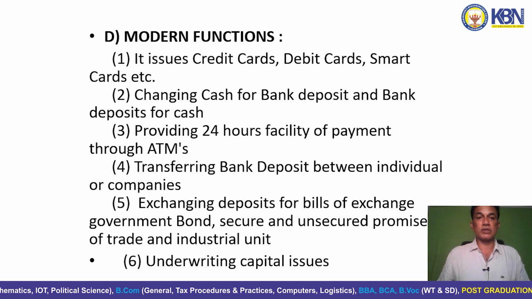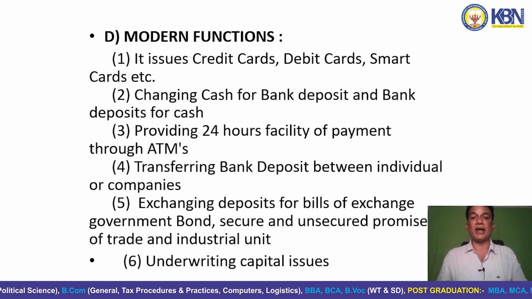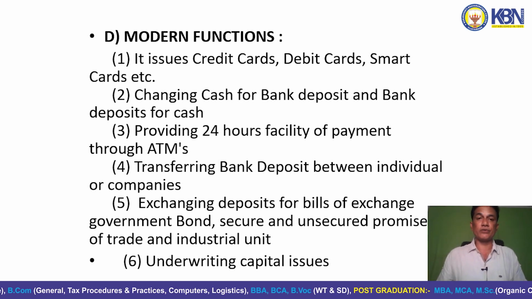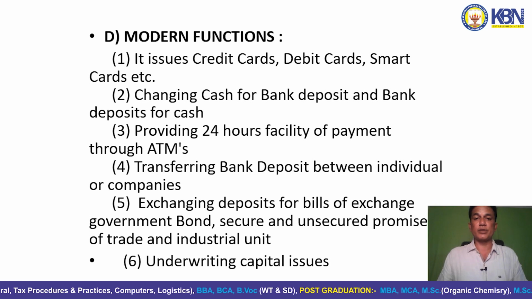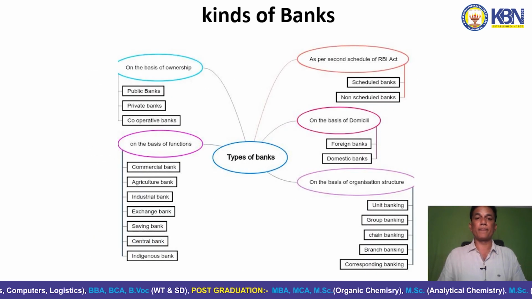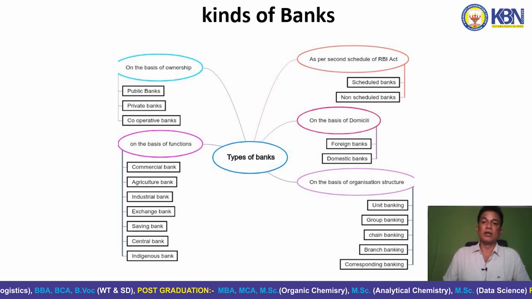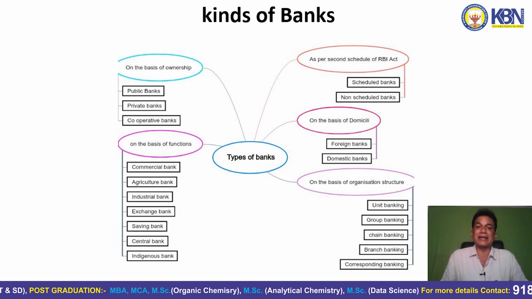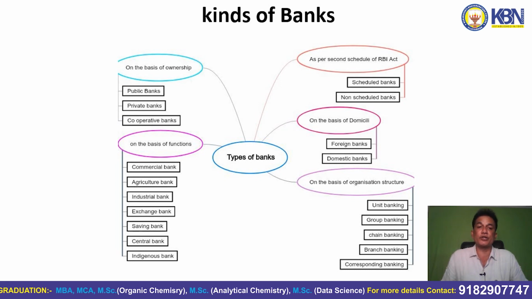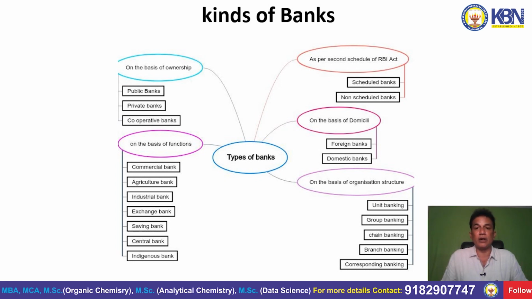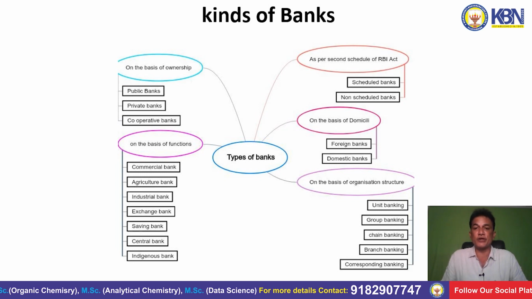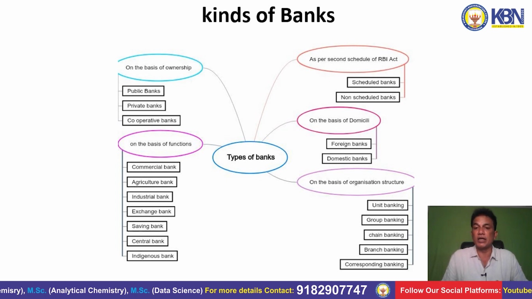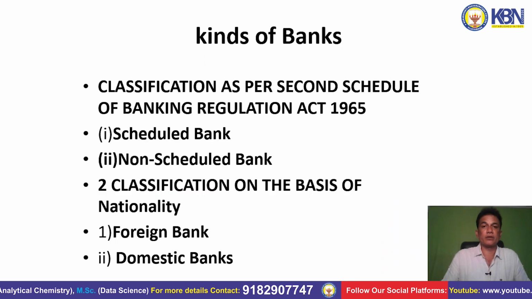Underwriting capital issues. These are the modern functions of the bank. So commercial banks were founded for the development of the society as well as people. Next, types of banks. Broadly, five kinds of banks are there: on the basis of ownership, on the basis of RBI, on the basis of functions, on the basis of nationality, on the basis of structure.